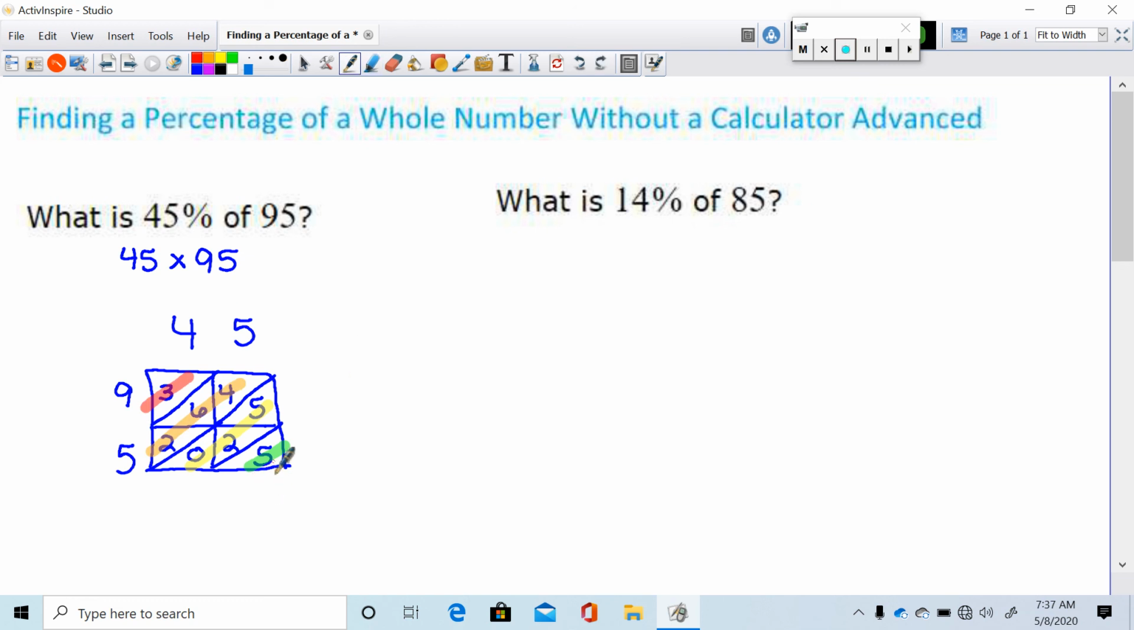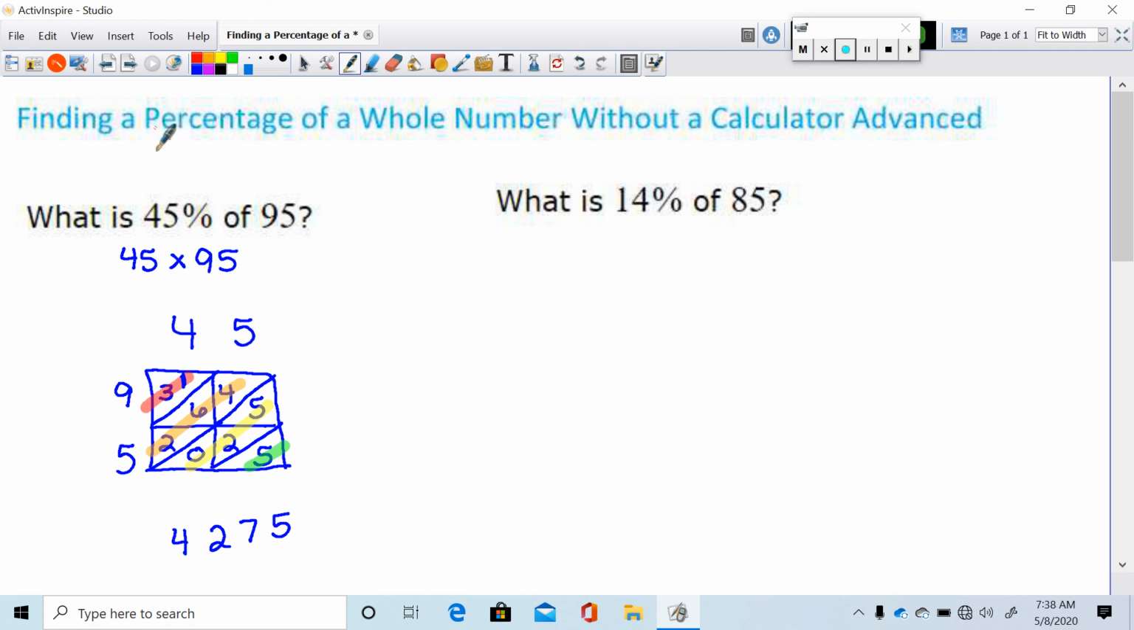Okay, so now I'm going to add all the numbers in each color from right to left. So this is a 5. 5 plus 2 plus 0 is 7. 4 plus 6 plus 2 is 12. Write down the 2, carry the 1 into the next diagonal, and then 1 plus 3 is 4. So 45 times 95 is 4,275.